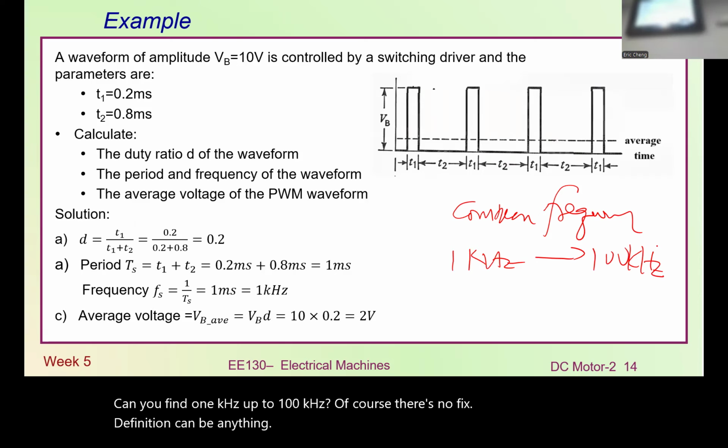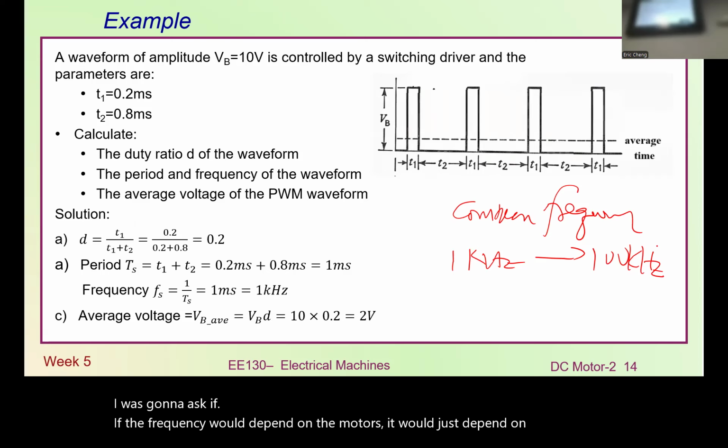So John, what did you ask? I was going to ask if the frequency would depend on the motors, or would it just depend on the variable speed drive, right?